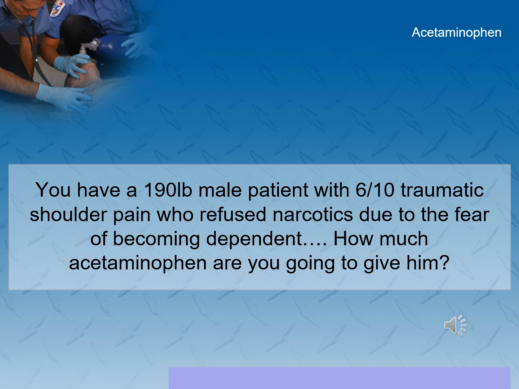So the first thing you need to do is convert 190 pounds to kilograms. So 190 divided by 2 minus 10% puts you at 85.5 kilograms. So 85.5 kilograms times 10 puts you at 855 milligrams. 5 tablets are 800 milligrams. 5.5 tablets is 880 milligrams.